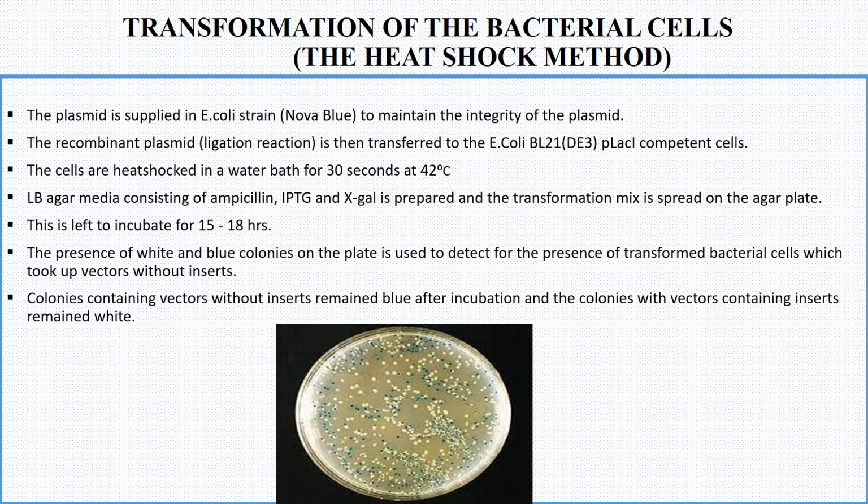Now, because of the presence of the ampicillin resistance gene on the vector, it's possible that cells that have vectors without inserts will still grow. So this white and blue colony system is used to detect the presence of transformed bacterial cells which took up vectors without inserts. Colonies containing vectors without inserts remain blue after incubation, and the colonies with vectors containing inserts remain white.